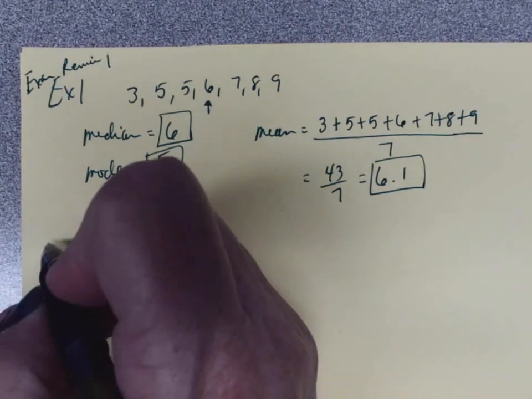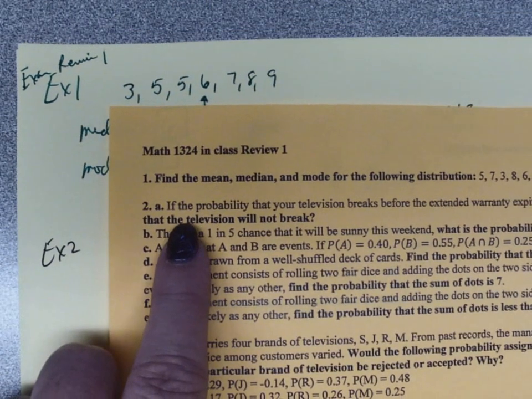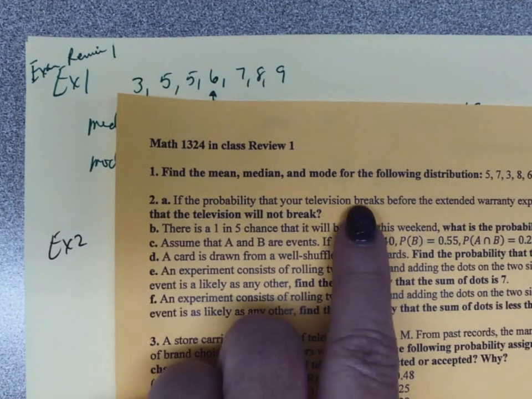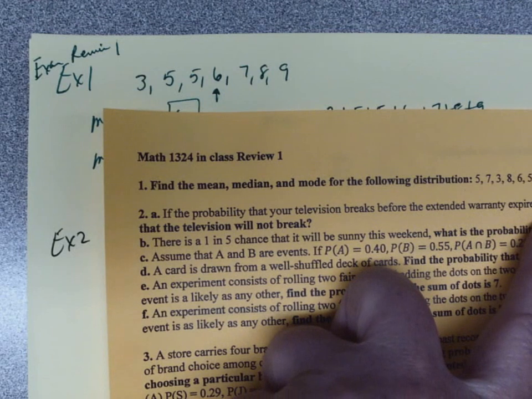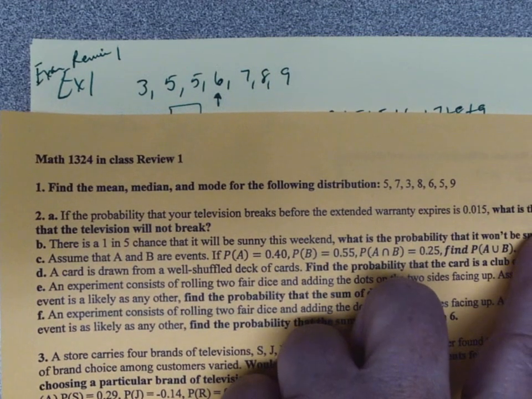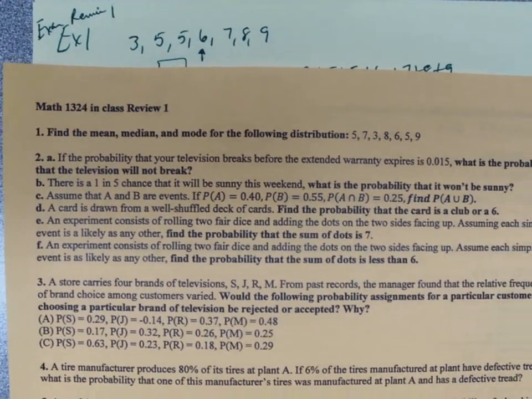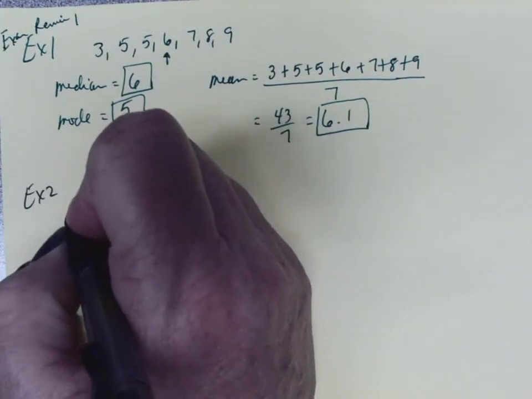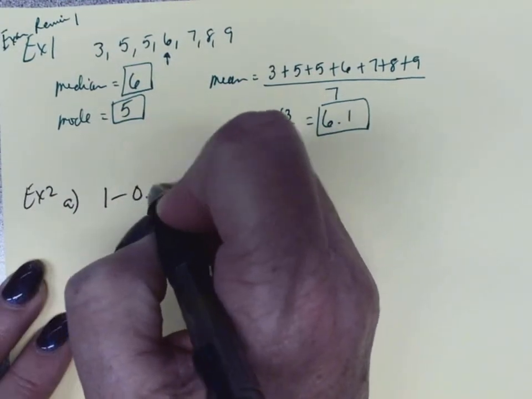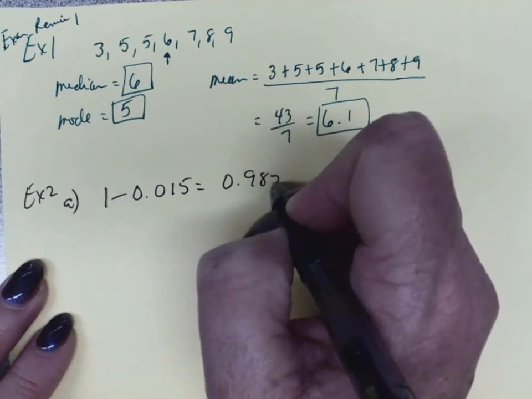All right, number 2. So for number 2, we are looking at probabilities. So if the probability that your television breaks before the extended warranty expires is 0.015, what is the probability that it won't break? So we have to remember, let me pull this out just a little bit so you can read the whole question. We have to remember that all the probabilities equal 1. So for part A, we'll have 1 minus that decimal of 0.015, which will get us 0.985.